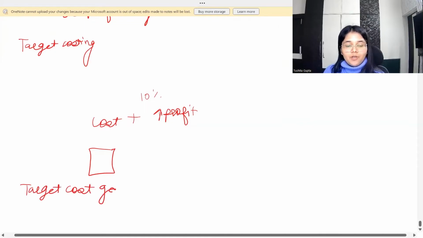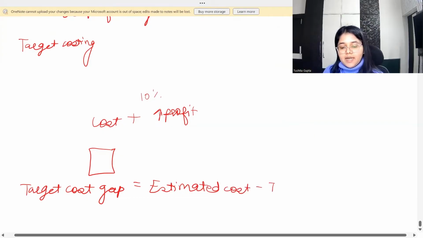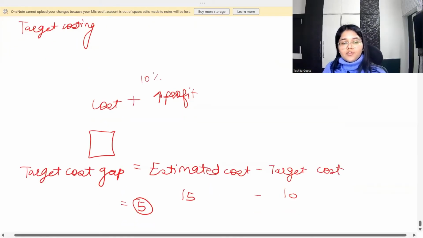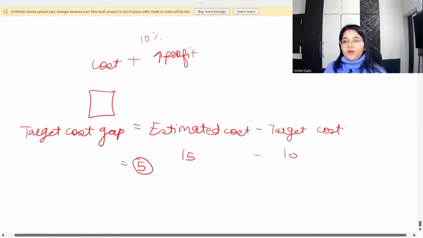So basically, the target cost gap will be the difference between your estimated product cost, which is your actual one, and what you had set your target to be. So perhaps I set my target cost to be $10, but actually I'm able to produce that for $15. So 5 is my target cost gap. That means I had planned it to get it done at $10, but I'm actually spending $15 on the same. So $5 worth of cost gap is what I have with me.